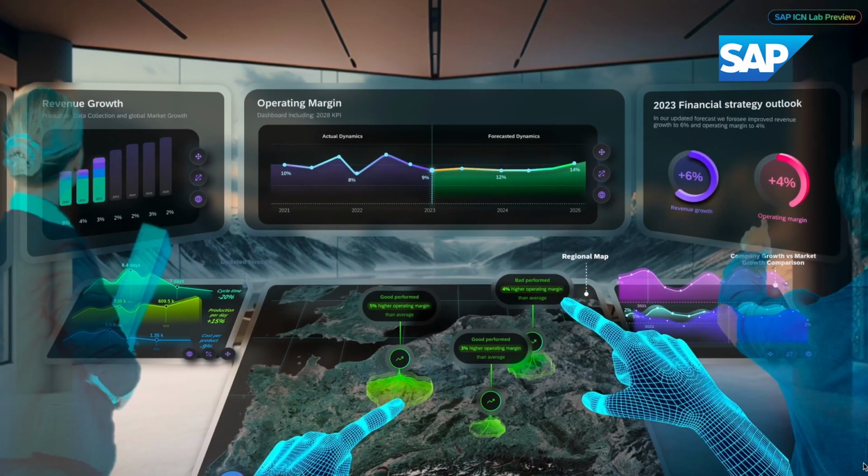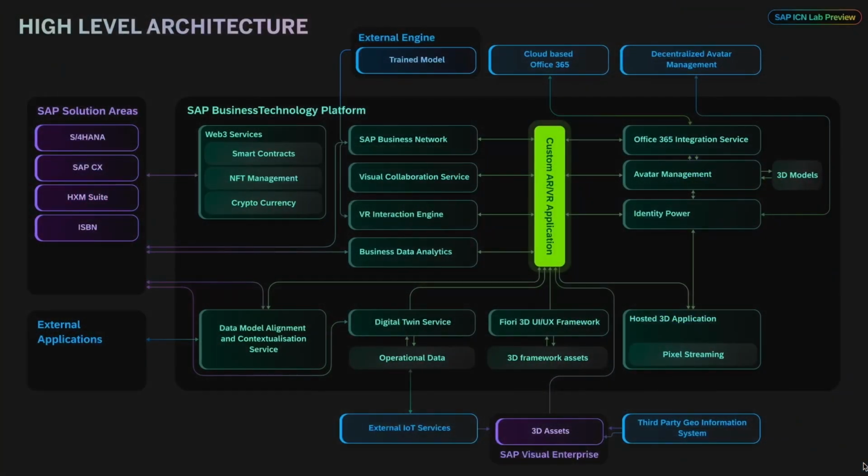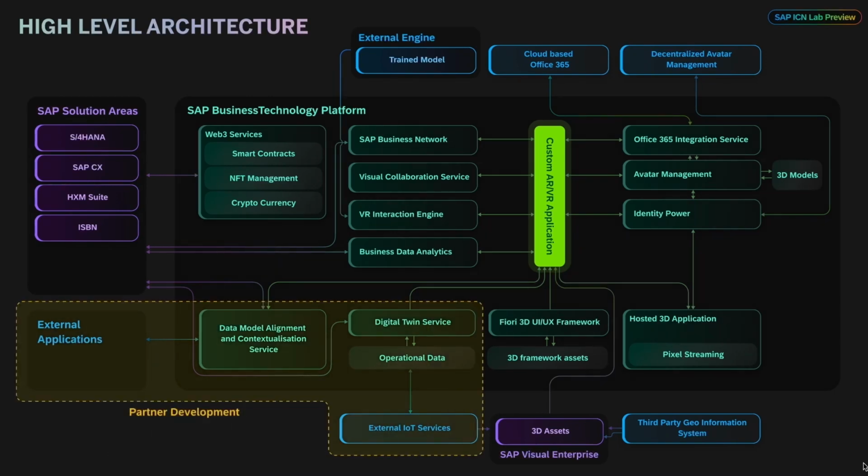The hybrid business steering use cases are enabled through services out of SAP Business Technology Platform that orchestrates data from SAP solutions, external engines and applications, as well as industry-specific components such as 3D models, avatars, digital twins, with a focus on partner development.